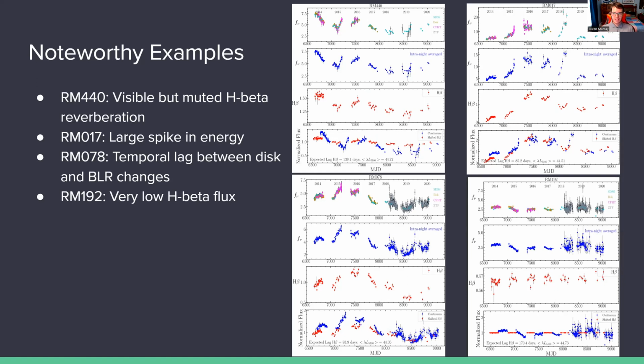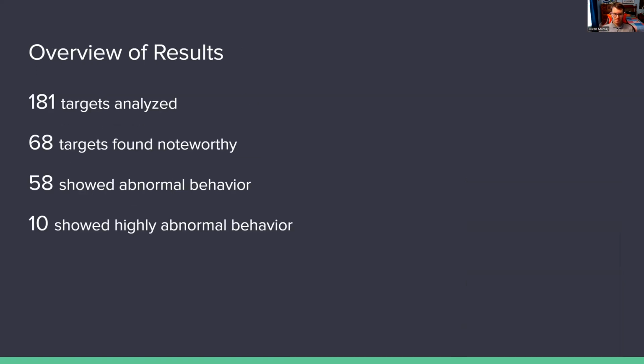RM078 indicates a pulsating disk, where the disk itself changes size over time as the temporal lag starts out at around 100 days and ends up at around 84 days as the size of the disk changes. And RM192 has almost no H beta variation whatsoever, indicating a similar impact to RM440, just more pronounced.